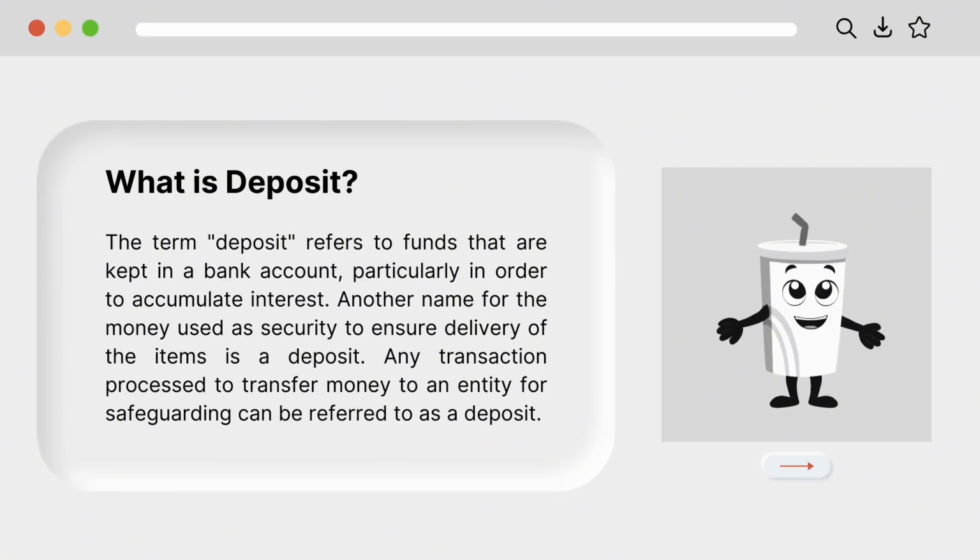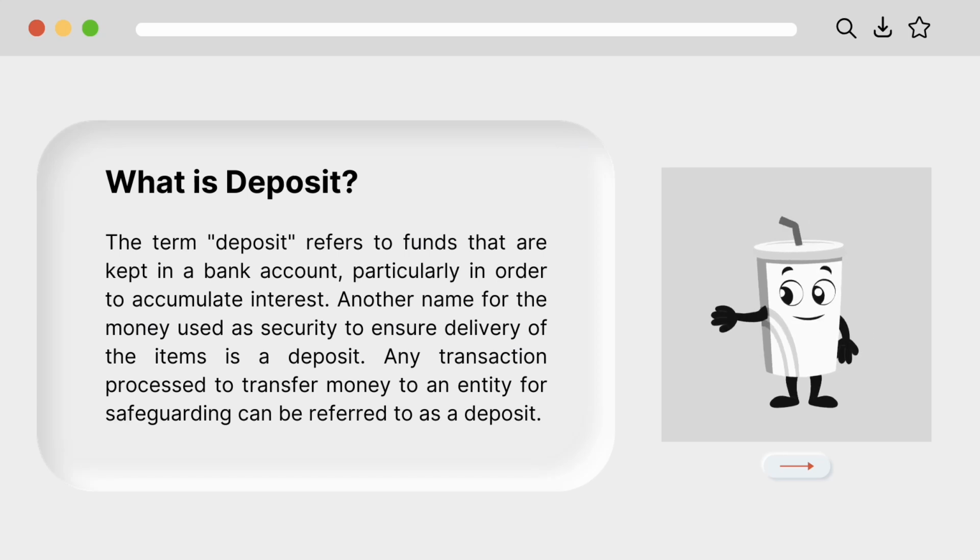The term deposit refers to funds that are kept in a bank account, particularly in order to accumulate interest. Another name for the money used as security to ensure delivery of items is also called a deposit. Any transaction processed to transfer money to an entity for safeguarding can be referred to as a deposit. But since we are talking about banks, a bank deposit is when you put money into your bank account. This could be by checks, cash, or even transfers from another account.